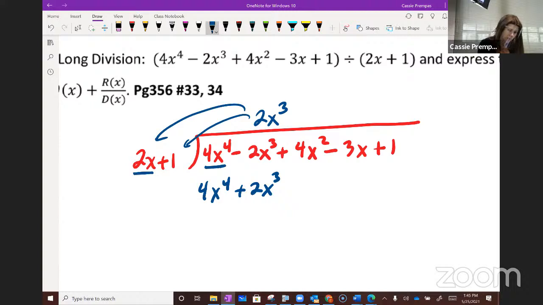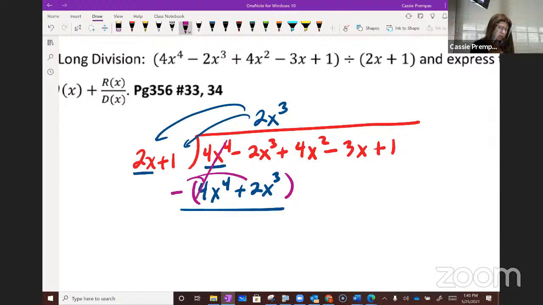But then what do I have to do in the process of long division? Subtract. And I want to make sure that I subtract both terms. So essentially we want to distribute that in. The first two terms cancel, but negative 2x cubed plus negative 2x cubed is negative 4x cubed. And then we bring down the 4x squared, and the process starts over.